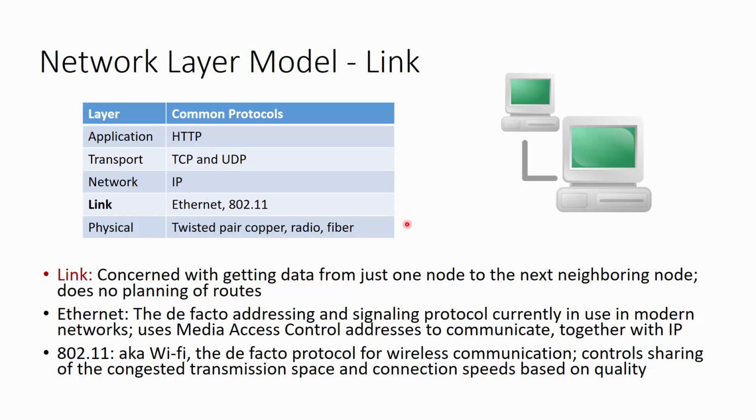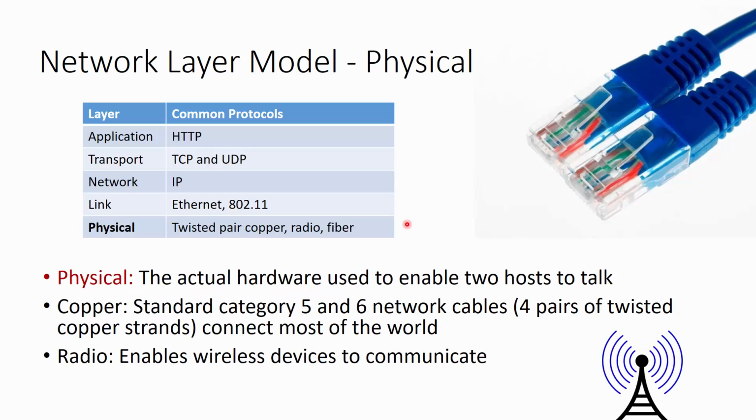802.11 is the Wi-Fi standard, and it's our de facto protocol for wireless communication. So there are certainly other protocols for sending data from point to point, but the two most common by far are Ethernet and 802.11. 802.11 does some fantastic tricks and magic for dealing with extremely congested transmission space. Everybody's trying to send radio signals at the same time, and 802.11 controls how that works.